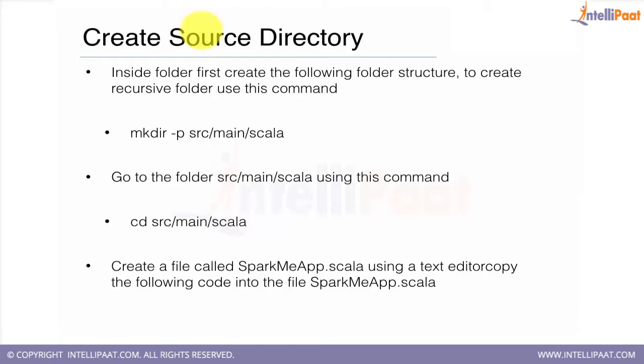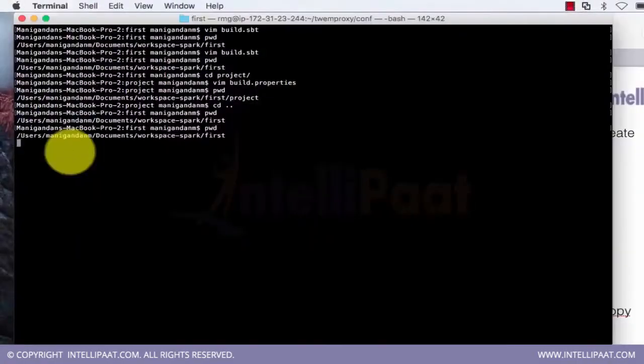Since we are going to deal only with Scala for this example, go ahead and create a folder with mkdir -p src/main/scala. This is a short form for creating these recursive folders. Let us go here. Since I have already created this folder, you can bypass it, but you would create it with mkdir -p. If I run it, it will say the folder is already available.